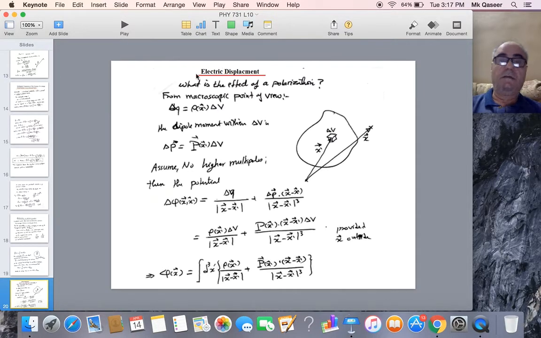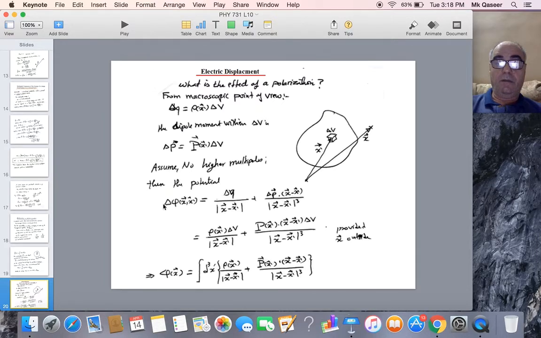Now let's derive the electric displacement, or see what the effect of polarization is. Here we have a distribution rho of x prime. This is the field point, and there is a known polarization P of x prime. Within this volume element delta V, we have a number of dipoles delta P equal to the polarization, which is known to us, times delta V. We assume there are no higher order terms.